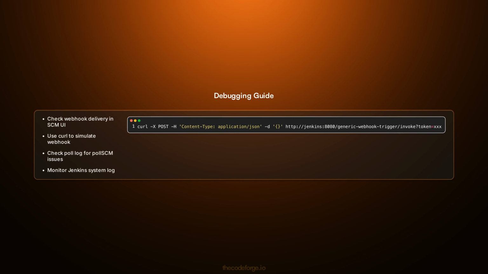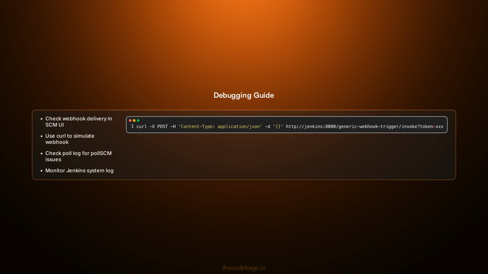To debug triggers, first check the webhook delivery log in the SCM, for example GitHub Recent Deliveries. Use curl to simulate the webhook. For pollSCM, check the poll log in the job page. Also monitor the Jenkins system log for incoming requests.